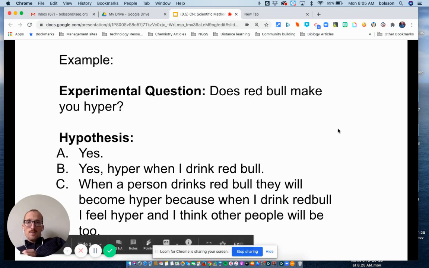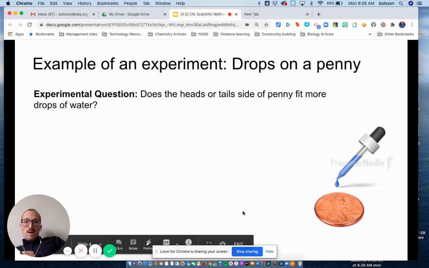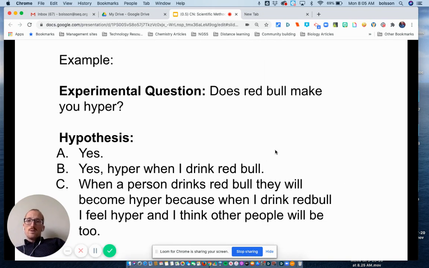Okay, so here's an example. Let's say you have a question about Red Bull. Does Red Bull actually make you hyper? Okay, now I have three different answers here, and I want you to think about which one of these do you think is the correct answer. Not the correct answer, but the correct way to make a hypothesis.